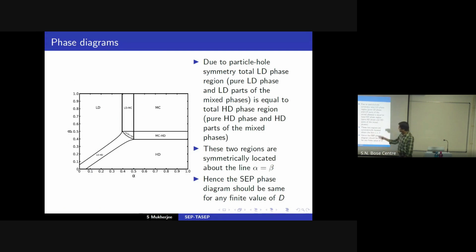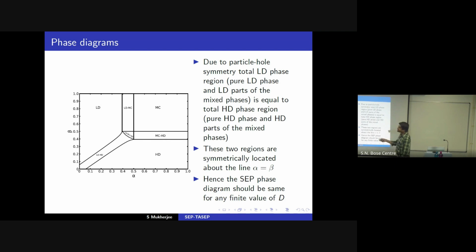Now is the time for the shape phase diagram of the model when D is very small. We should mention that the shape phase diagram should remain the same for any finite value of D. This comes from the particle-hole symmetry. If we consider the particle-hole symmetry, then the total area of the LD phase region, which includes both the pure LD phase and the mixed phases, that is the LDMC phases, should be equal to the total area of the HD phases, which includes HD and the HD parts of the mixed phases. And these two areas have to be placed symmetrically about the line alpha equal to beta.